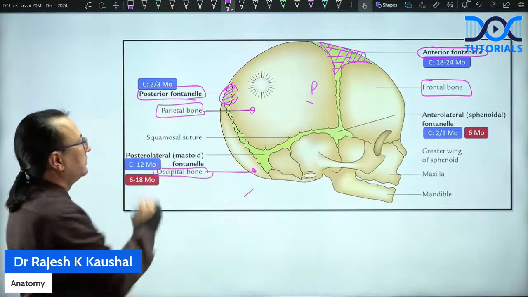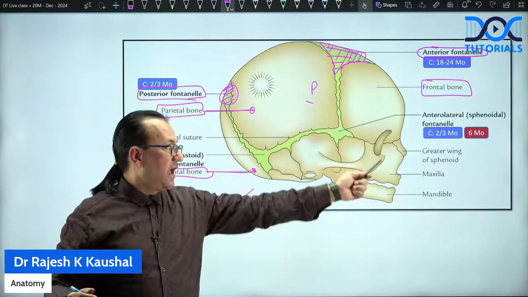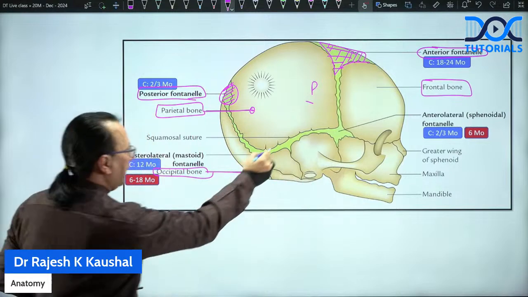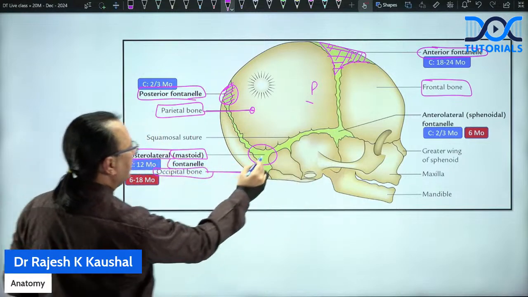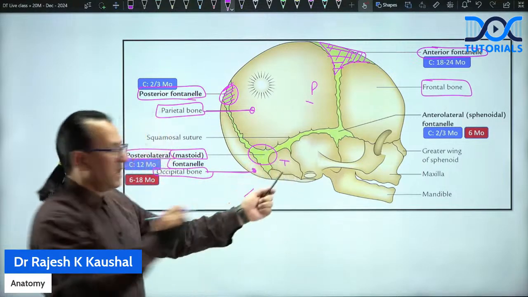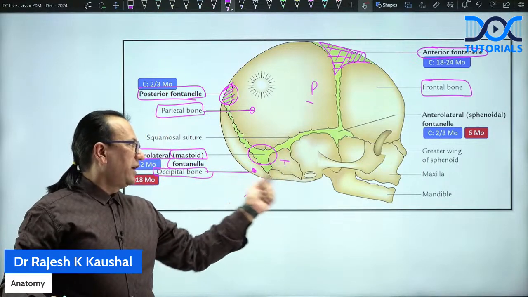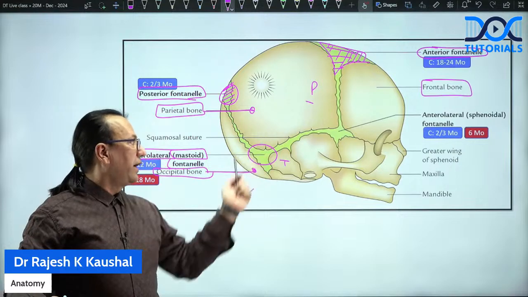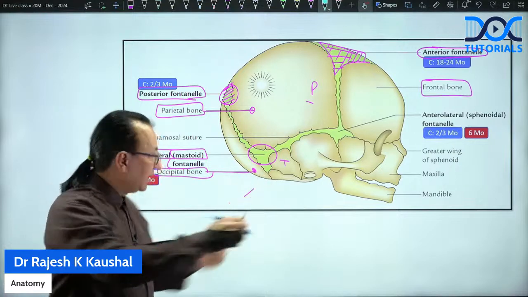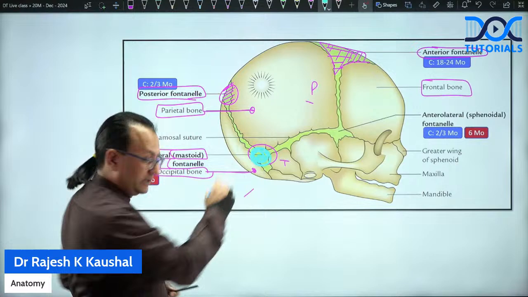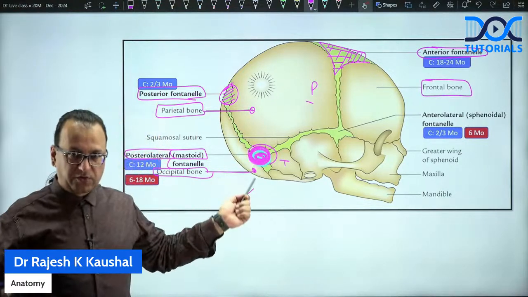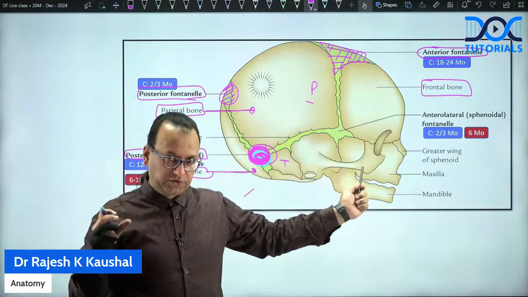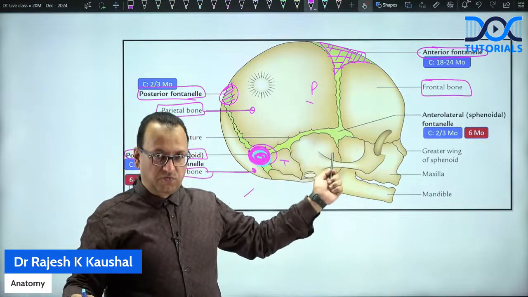Then we are having the posterolateral and anterolateral. Posterolateral is also called as the mastoid fontanelle because it is relating with the mastoid part of temporal bone. So a third bone has come. Mastoid part of temporal, the occipital bone and parietal bone. That is what is making this fontanelle, which is basically the posterolateral fontanelle or mastoid fontanelle. Then there is this one which we are focusing upon, anterolateral fontanelle.